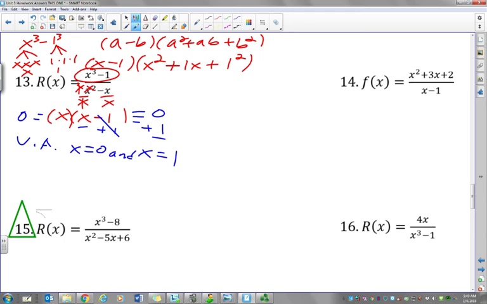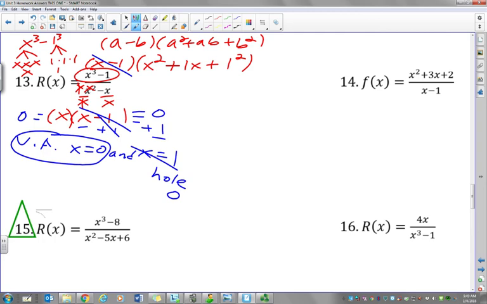But since the top, x minus 1, cancels with the bottom, x minus 1, that is actually a hole, not an asymptote. So the only vertical asymptote for number 13 is x equals 0.